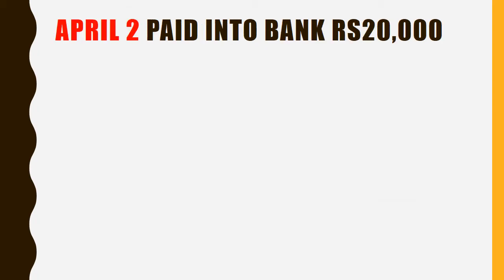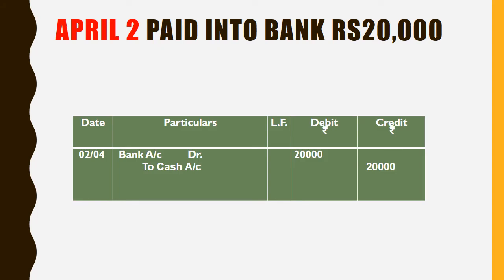Now, second entry, paid into bank. When we make payment in bank, it will increase bank balance and reduces cash. Therefore, entry is bank account debit to cash account. बैंक बढ़ रहा है, एसेट बढ़ रहा है, इसलिए वो डेबिट हो रहा है, और कैश कम हो रहा है, अगेन एसेट कम हो रहा है, तो वो क्रेडिट हो रहा है.